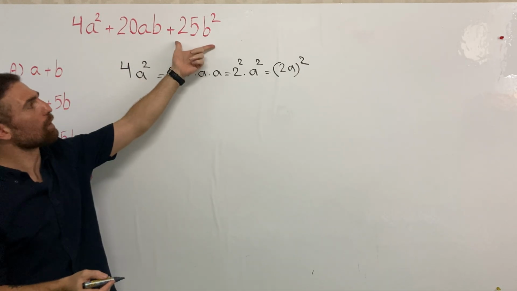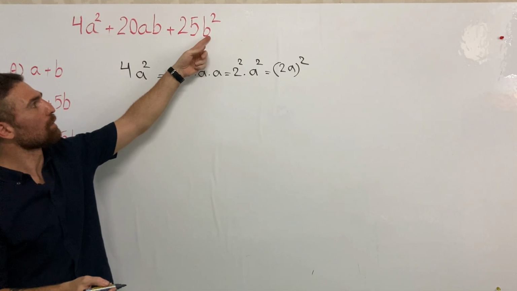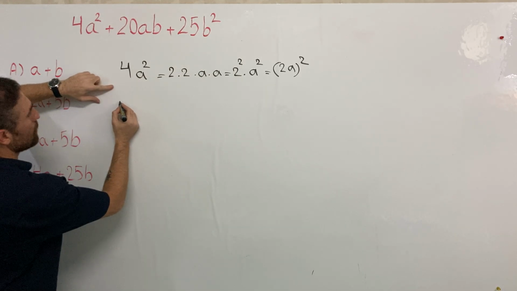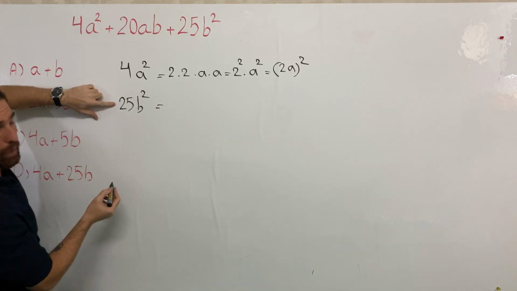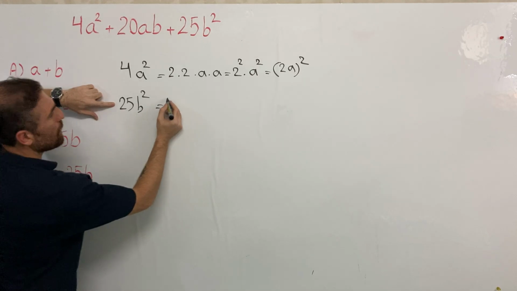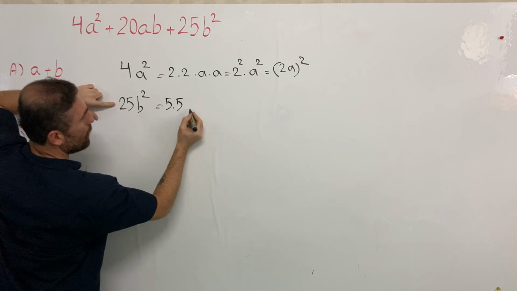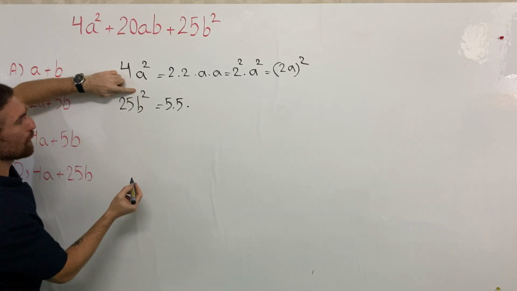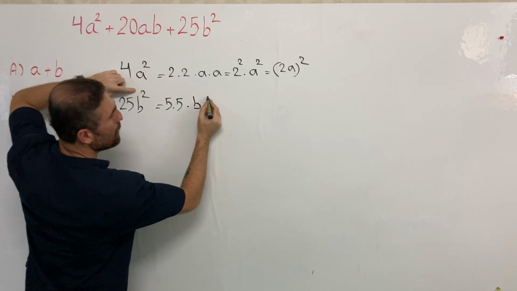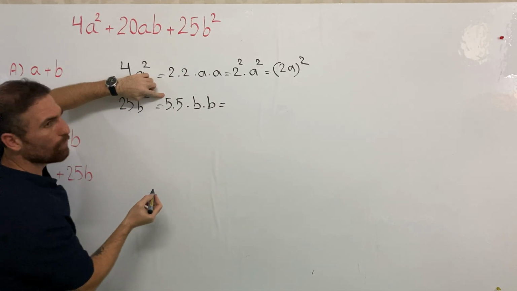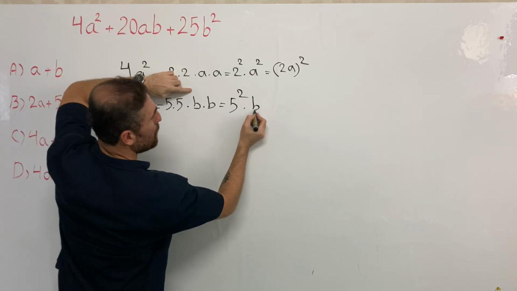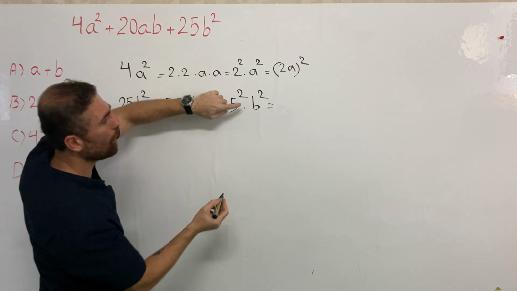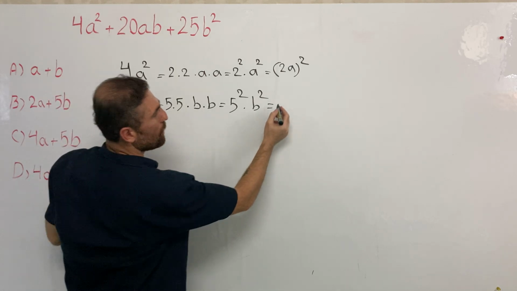Then, I'm going to work on this term, 25 times b to the power of 2. What is 25? 25 can be written as the product of 5 times 5. B squared can be written as the product of b times b. So what is this? 5 times 5 or 5 to the power of 2 times b to the power of 2, or 5 times b whole to the power of 2.